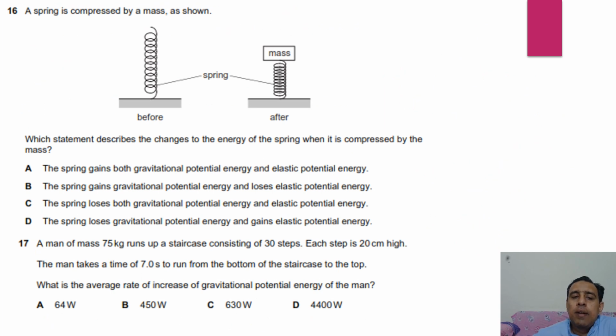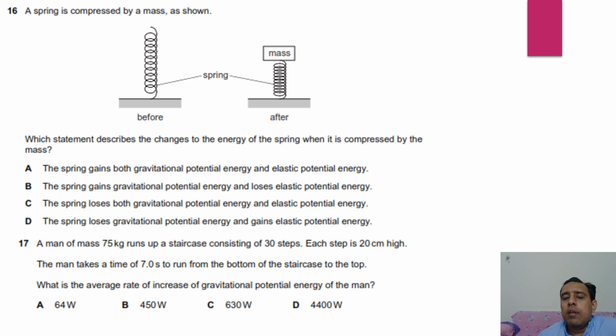Question number 16. Initially the spring was unstretched like this one, the mass is put on it, which means it's compressed now. Now we have two things: it's compressed, so it must have elastic potential energy stored inside. Which statement describes the change in energy of the spring when it's compressed?